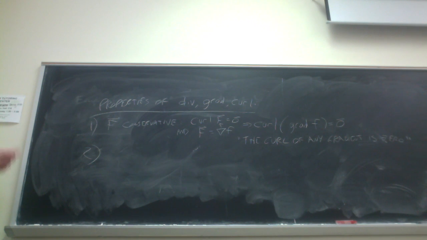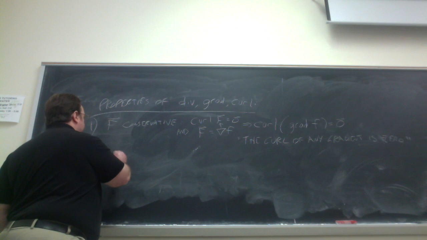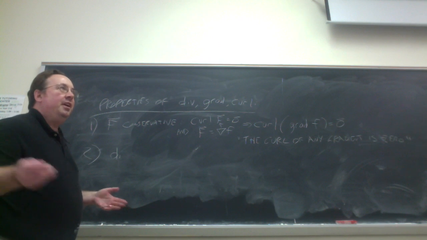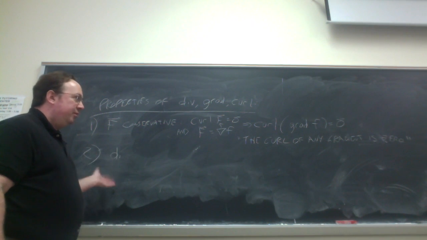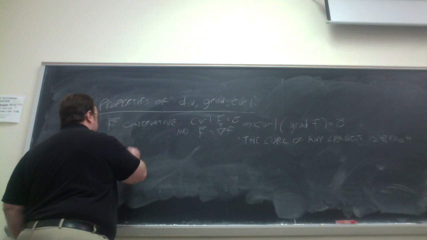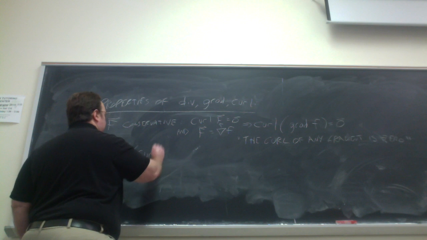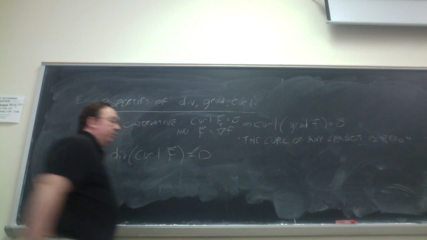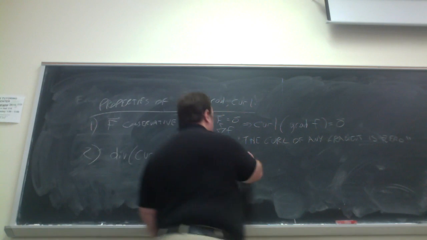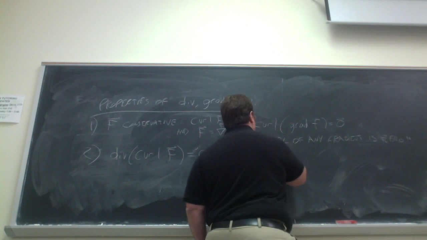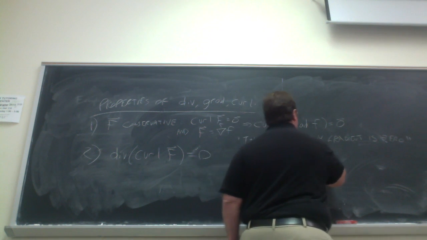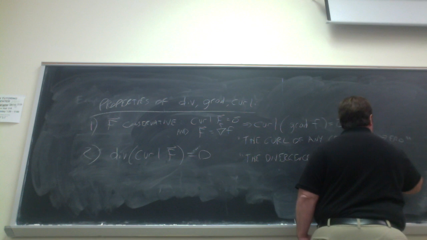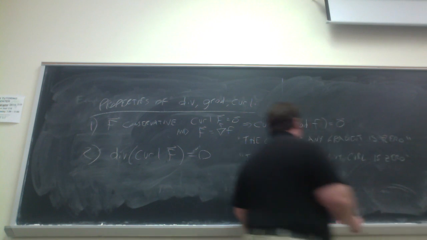Now, another relationship is that if you take a vector field F, you take its curl, you get another vector field. And then you can take the divergence of that, because the divergence is applied to a vector field. And what you can show is the divergence of any vector field that is a curl of another one is always 0. Okay, so the divergence of any curl is 0. All right, so two things to keep in mind.